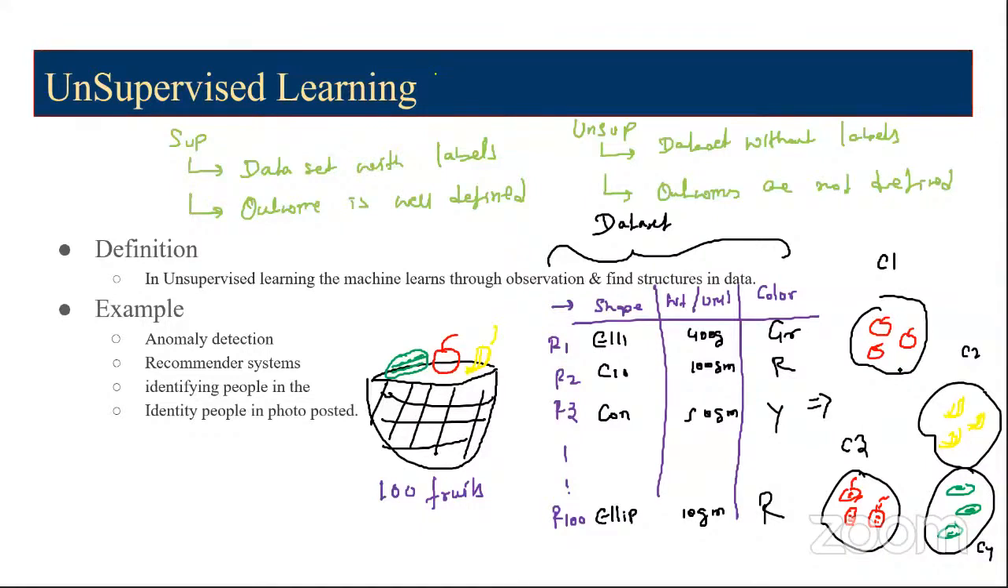Why are outcomes not defined? Because if you apply the same algorithm, you might get 4 clusters, or 5, or 3. We don't know in advance how many clusters we might get after executing an unsupervised learning algorithm. But once we apply it, what we get is multiple clusters or groups, such that all the similar items are part of one cluster, and all the different items are part of different clusters.